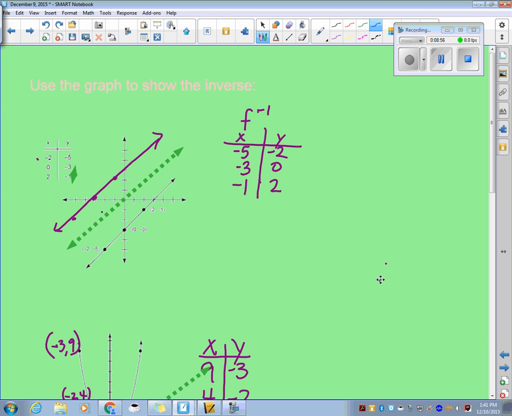Okay, so this looks kind of scary, doesn't it? Let's see if we can take some of this. I forgot that I didn't erase things.